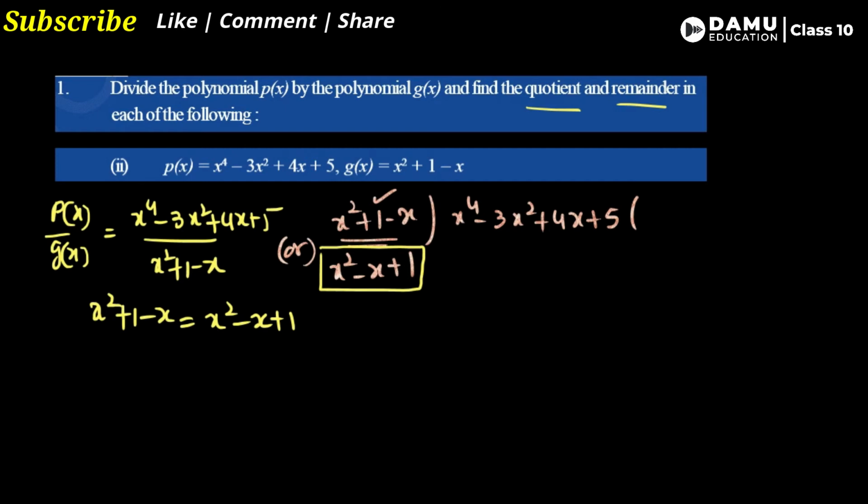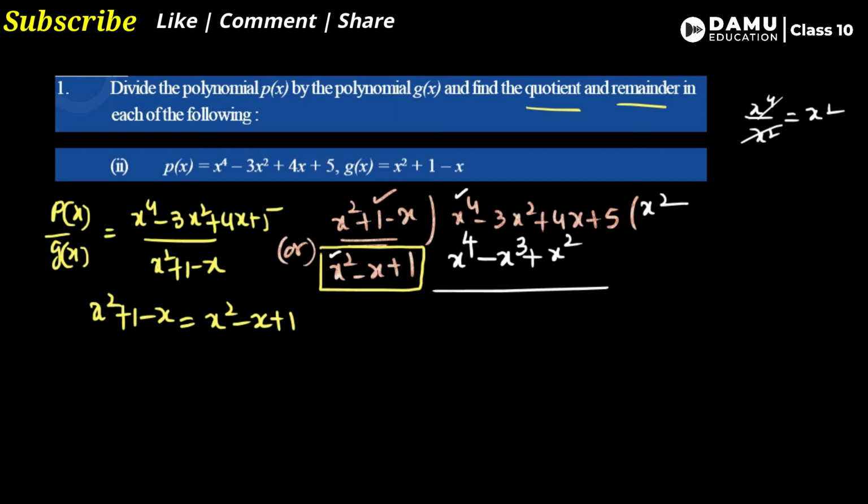The first term is x power 4, and the first term of the divisor is x square. So x power 4 by x square gives x square. Let's write x square here and multiply it with these terms: x square times x square is x power 4, x square times minus x is minus x cube, then plus 1 times x square is plus x square. The symbols will change for all of these, because we will do subtraction. So x power 4 minus x power 4 will cancel.